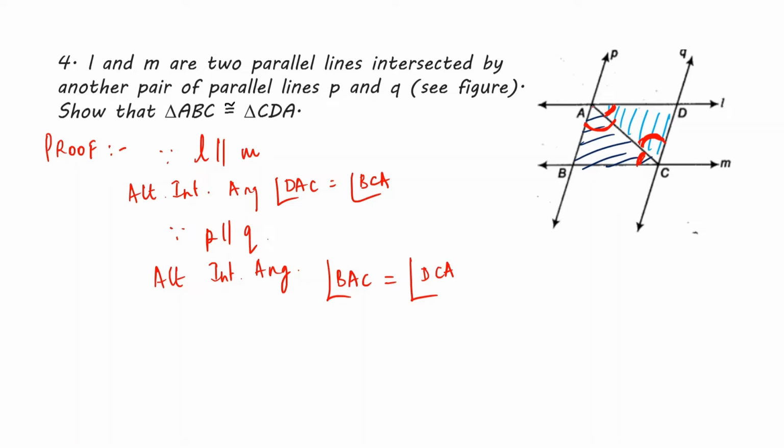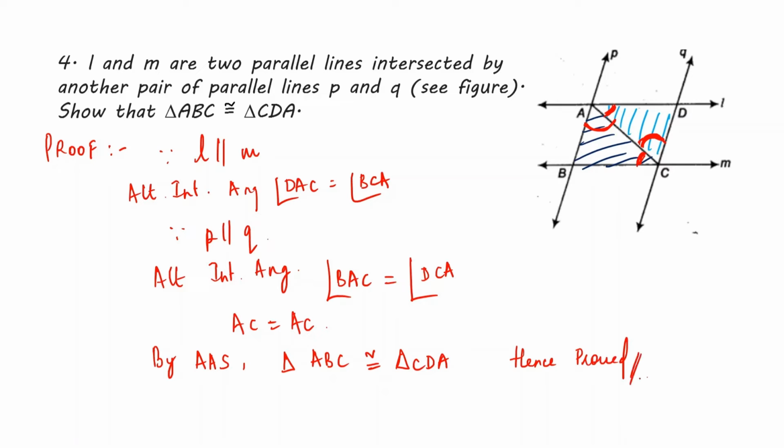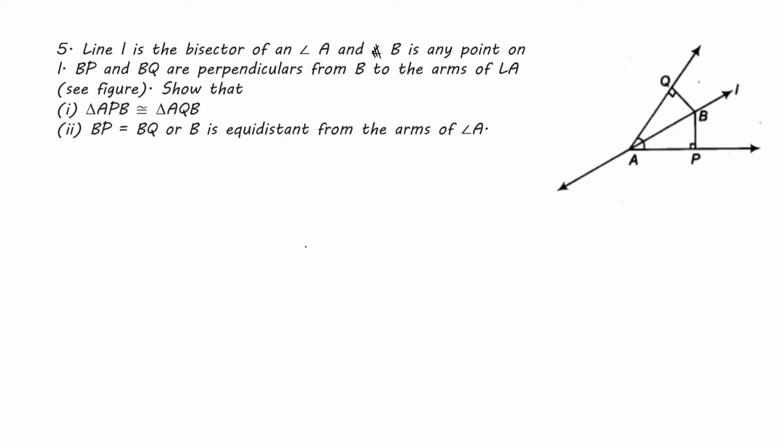Also from the diagram, we could see that the side AC is common in both the triangles. So AC equals AC. Now what congruency is this? Angle, side. So by AAS congruency rule, we could say that triangle ABC is congruent to triangle CDA. Hence proved. Now let's look at the next question.